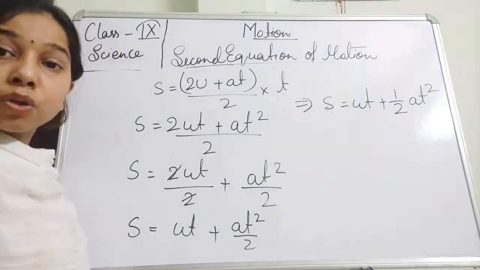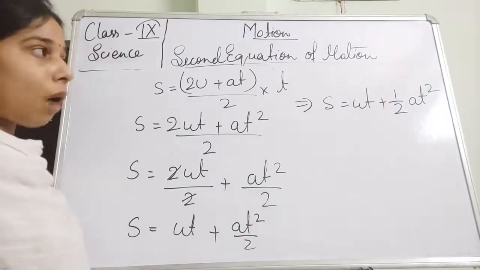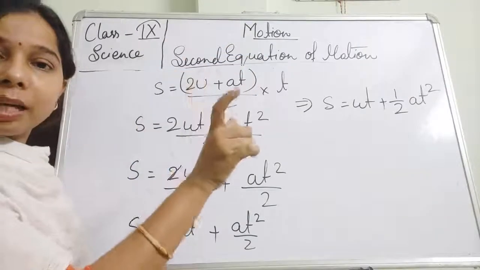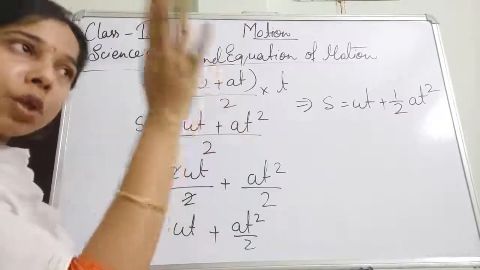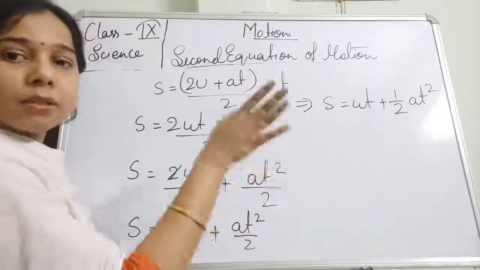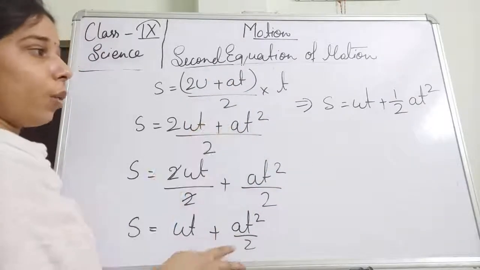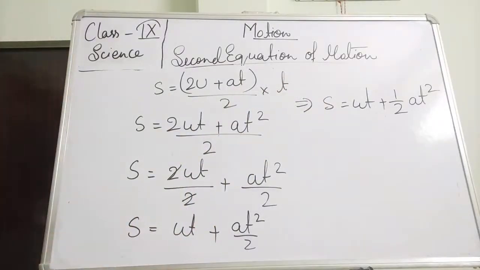So this is the second equation of motion. How have we found it, students? First of all, we find the average velocity. With the help of the average velocity, we find the distance. Then we put the value of velocity from the first equation of motion into this distance expression. Then we solve the equation and we get the second equation of motion, that is S is equal to ut plus half at square.